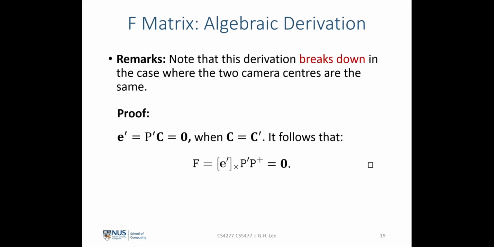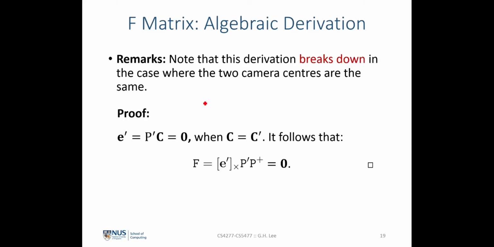A remark on the algebraic derivation of the fundamental matrix is that this derivation that we have seen earlier on breaks down when the two camera centers are the same. What this means is that it degenerates, and we cannot make use of this algebraic derivation to derive the fundamental matrix when the two camera centers are the same.